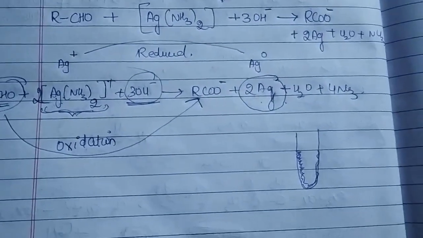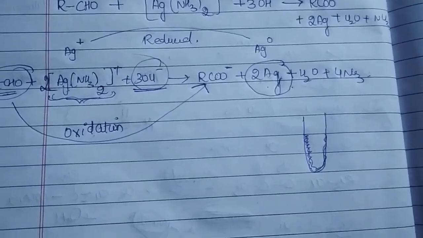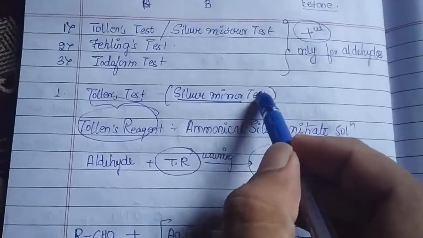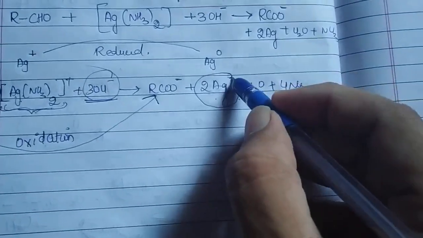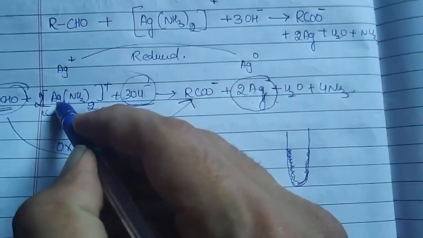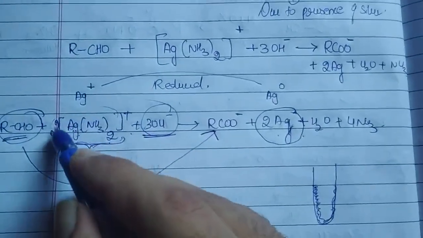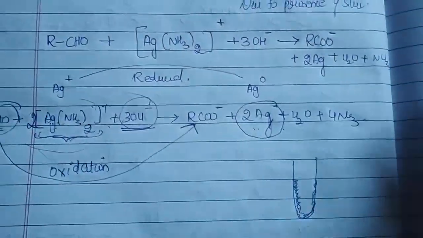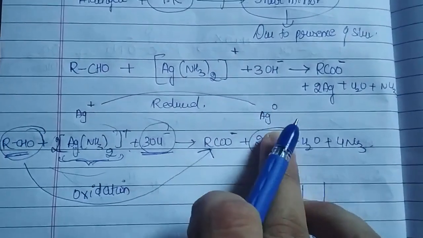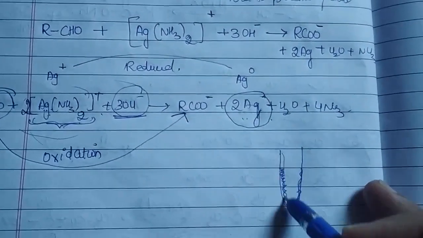You can just see your reflection, okay, like a mirror. So that is the reason it is called the silver mirror test. Why does the silver mirror come? Because whatever silver was enclosed within the complex is becoming free and converting itself from ion to metal, and this metal is getting deposited.